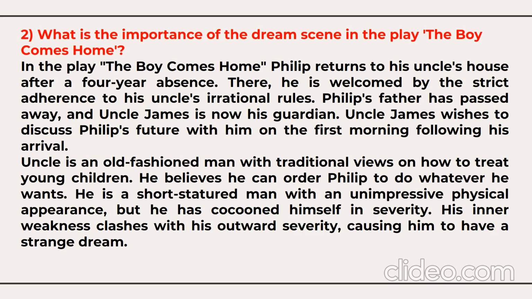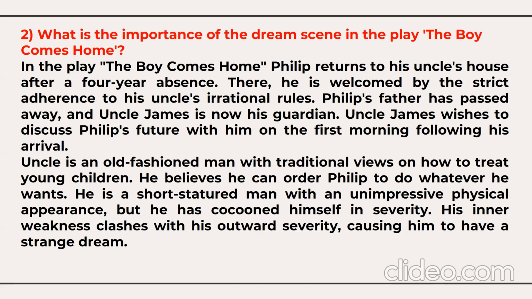Uncle James wishes to discuss Philip's future with him on the first morning following his arrival. Uncle is an old fashioned man with traditional views on how to treat young children. He believes he can order Philip to do whatever he wants. He's a short statured man with an unimpressive physical appearance, but he has cocooned himself in severity.